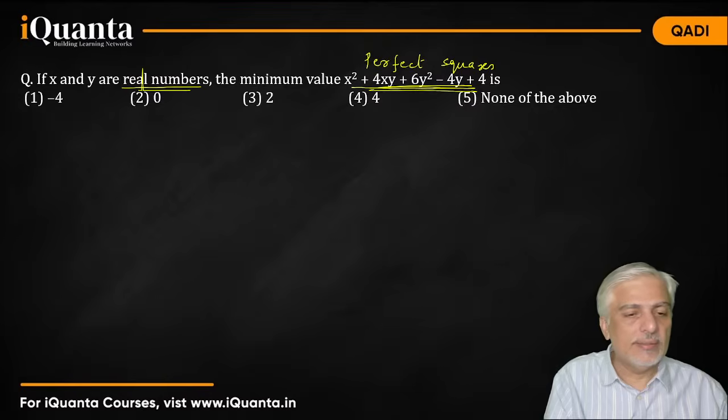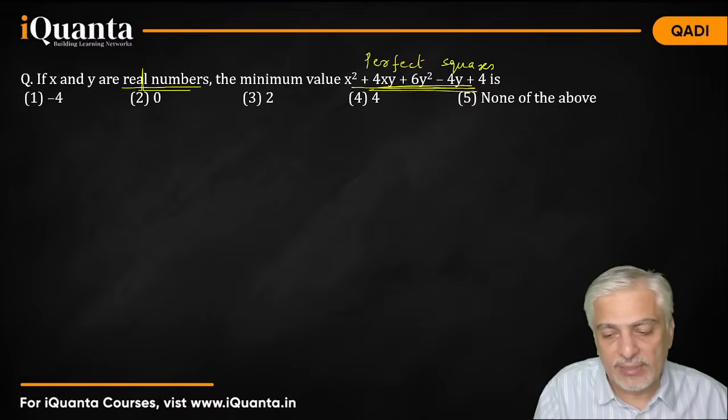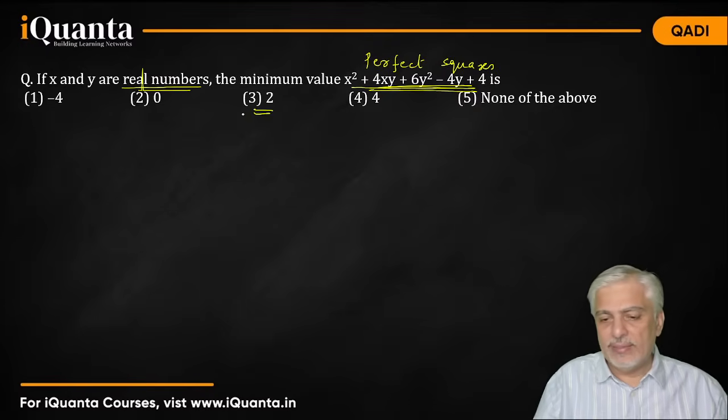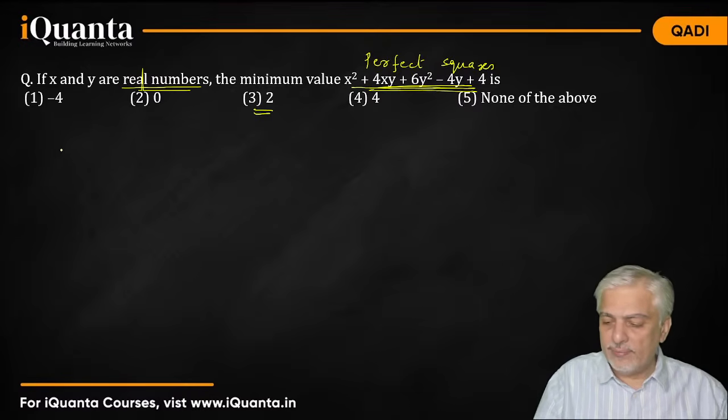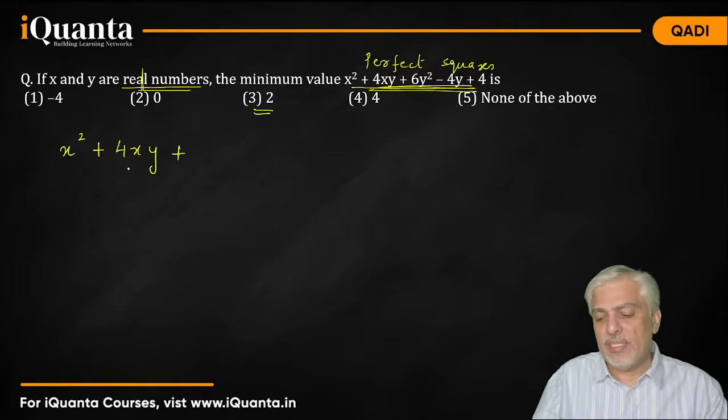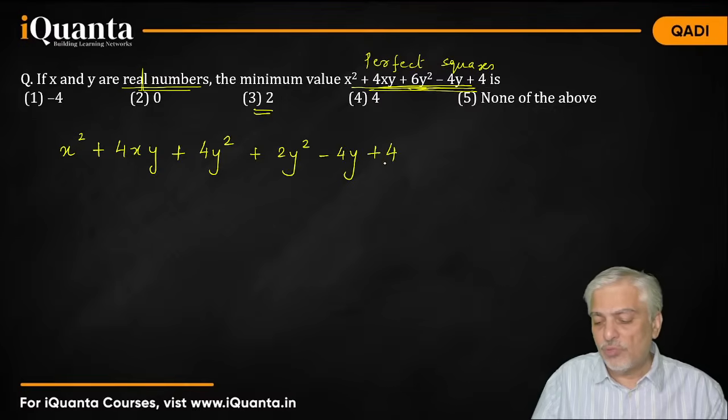Some people are saying the answer. Somebody said option 3. Okay, that looks correct. So x square plus 4xy. If you want to make this into a perfect square, what will you need over here? Using the property of a plus b the whole square, I will need a 4y square over here. But I actually have a 6y square. So what will I do with that? I'll break that up as plus 2y square minus 4y plus 4.